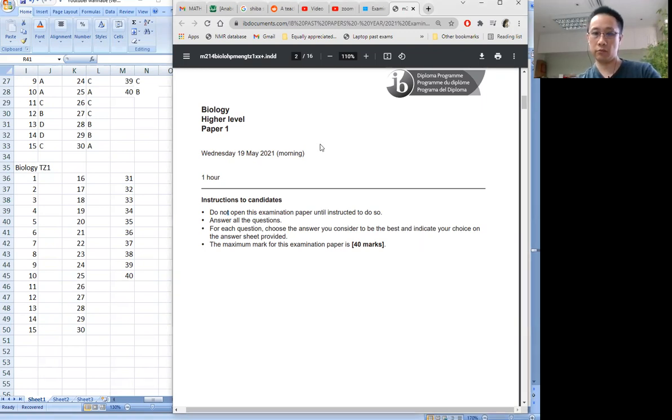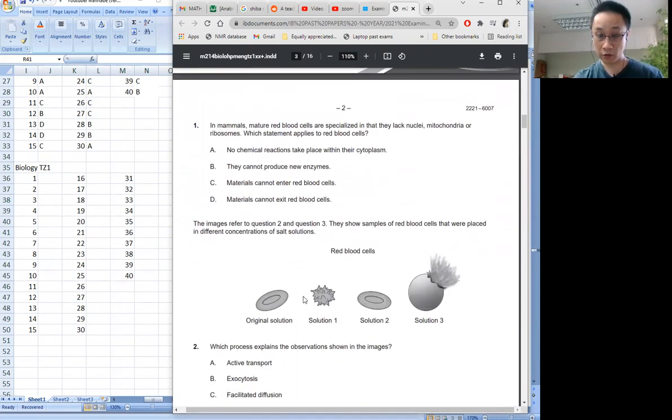So this is the time zone 1 multiple choice. This will represent a genuine attempt. I've not seen the paper before. I've not seen the mark scheme before. All right, so without further ado, let's jump into the paper.